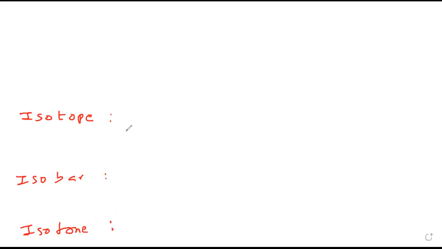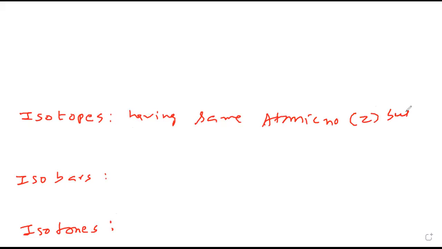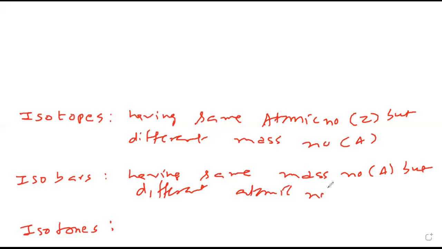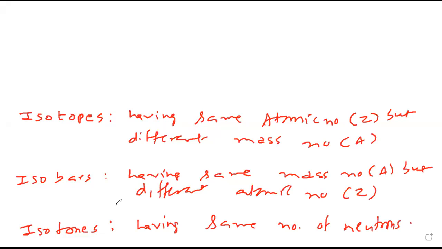What are isotopes? This is chemistry, you should know now. Same atomic number, different mass number. Correct. Having same atomic number Z but different mass number. And isobar having same mass number but different atomic number. Isotone having same number of neutrons. Copy these three definitions.